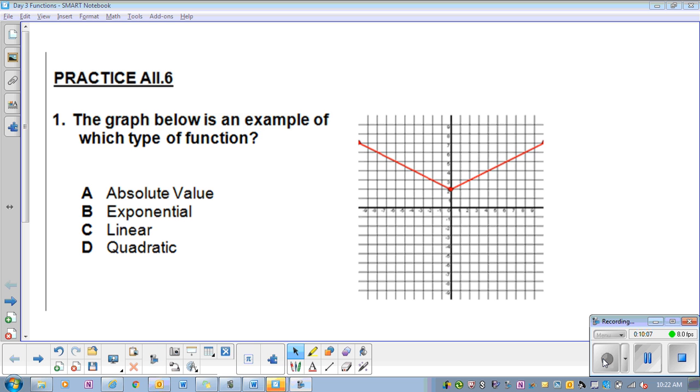All right, so number one, this graph below is an example of which type of function? Absolute value. You see how it's a sharp V? B for value. Okay? Absolute value. Great. Next.